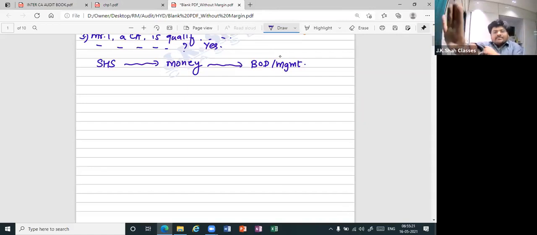So my simple question to you: shareholders, they invest money. Do they take active participation? No. That is done by the BOD or the management. Agreed? Now, supposing you people are the shareholders, and I am the board of director. You have invested money. Do you have a right to know whether your money is properly used or not? Yes. So can you ask me that question?